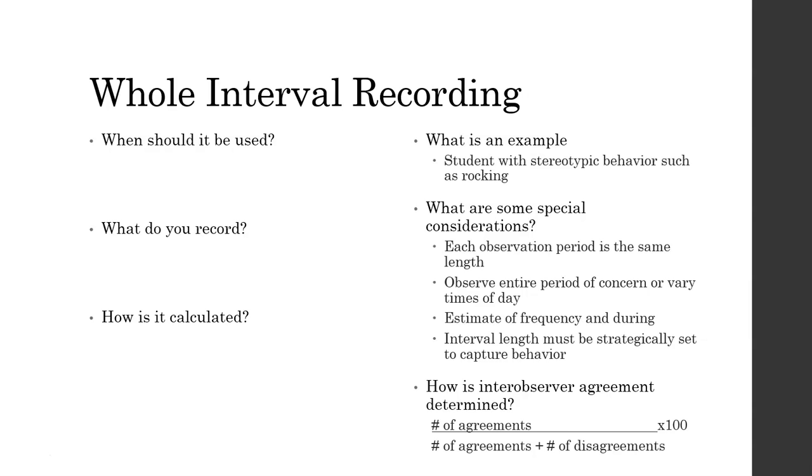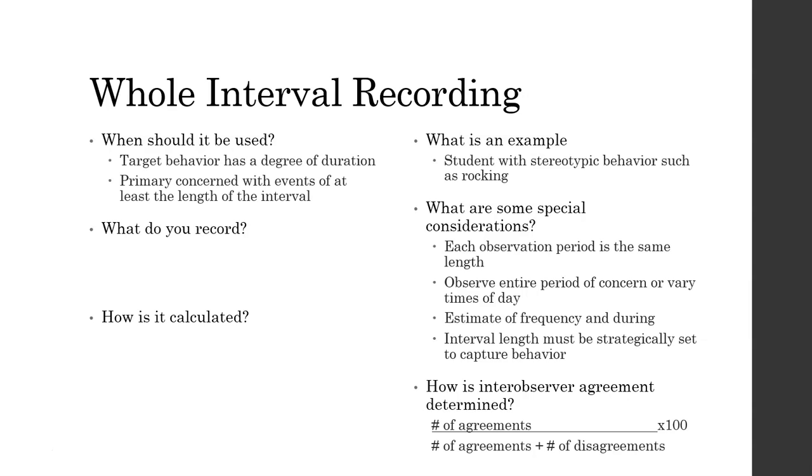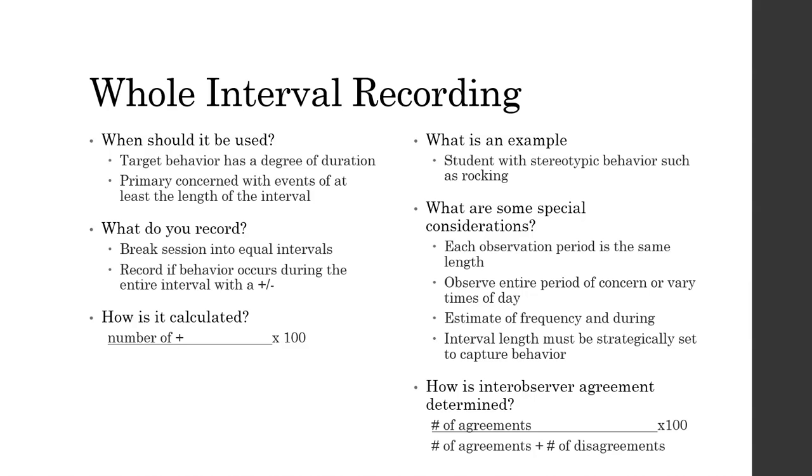To estimate frequency, you can also collect whole interval recording. When would you do that? Well, if there is a degree of duration to your target behavior and your primary concern is with events of at least the length of the interval. So the behavior would last during the entire interval. You record behavior occurring during each of your intervals that are broken into small units of time. So over 10 minutes, you might have 20 30-second intervals. Then you calculate the number of pluses or occurrences, and you divide that by the number of intervals and multiply by 100.